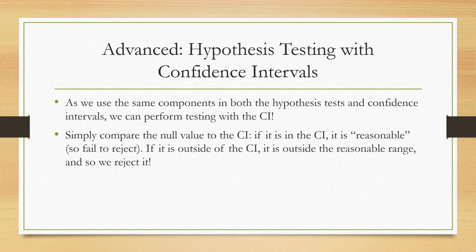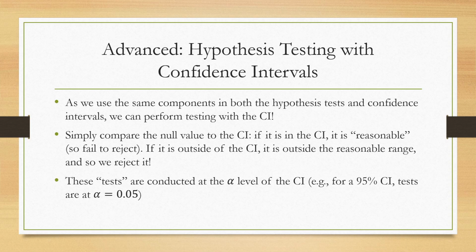However, if the confidence interval is the reasonable range and your null hypothesis is outside the confidence interval, we would consider the null hypothesis to be outside of the reasonable range and therefore not a particularly reasonable thing. So we would reject the null hypothesis. Again, breaking this down, if the null is in the confidence interval, fail to reject. If it is out of the confidence interval, we reject it.